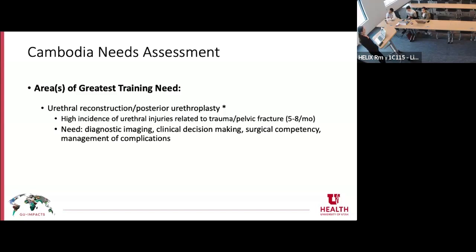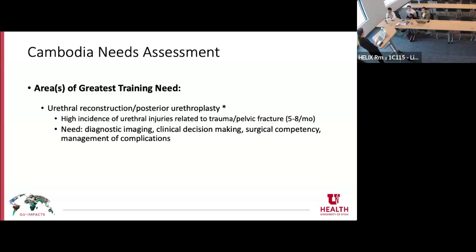And in Cambodia, no one really knew what the incidence was, but after going around and doing this needs assessment, it seems that there are about 5 to 8 cases per month presenting to the 3 teaching hospitals in the capital city, which for context, a hospital is very busy in the United States at fixing these types of injuries if they're doing about 10 or 12 per year. So in a country like this, they're getting about 60 to 100 injuries per year.